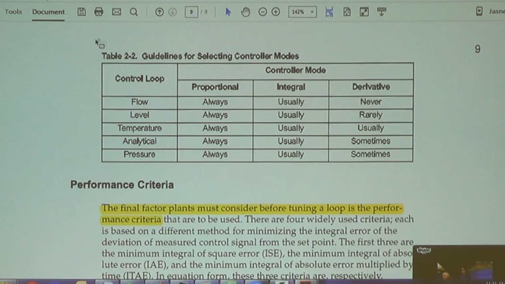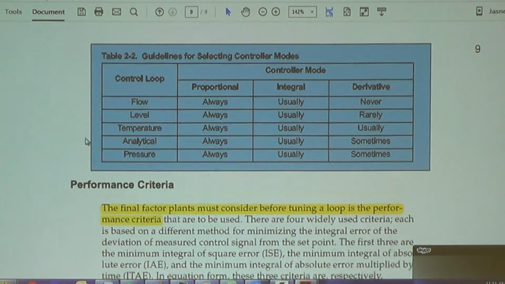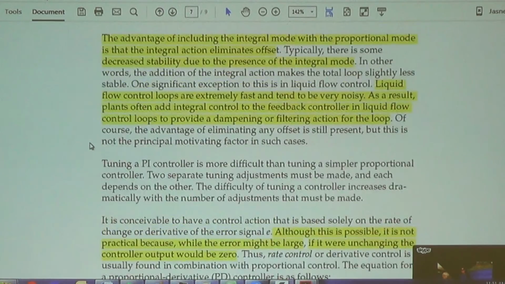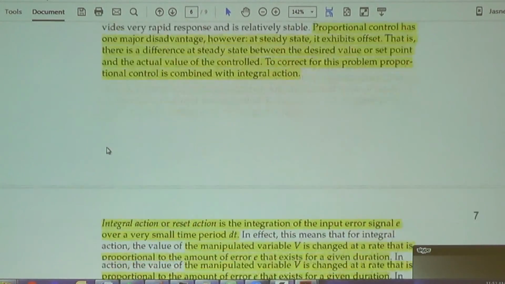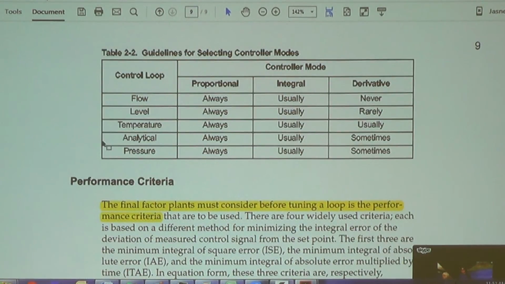However, selecting controller action based on your control loop's performance criteria is important. Always remember, for temperature, you would always select proportional band. You will also select integral band, and you can take derivative also, because temperature is a very slow process. So you need to speed it up. To speed it up, you would use a derivative band.